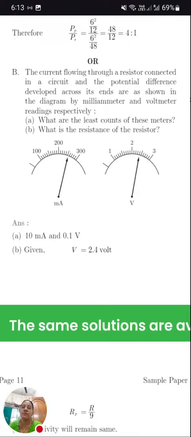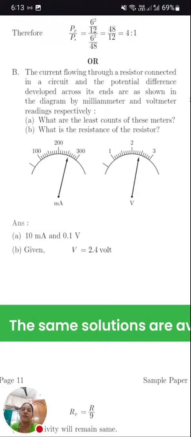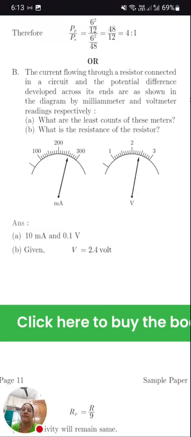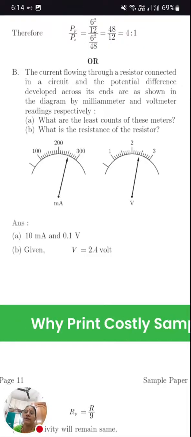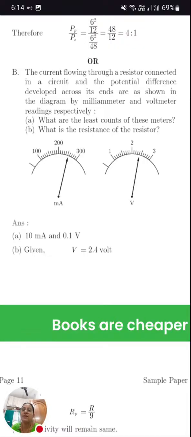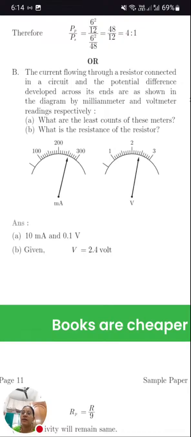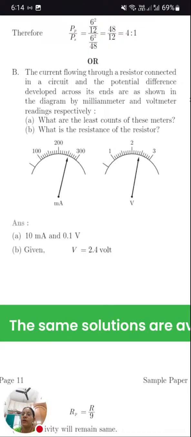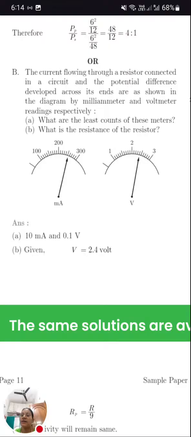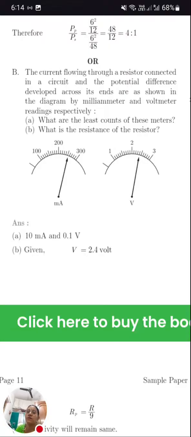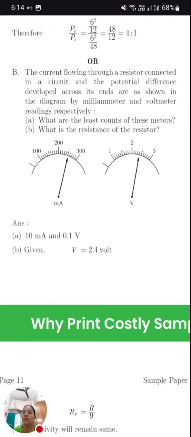Here, 10 difference is there between 100 and 200. So the least count is 10 milliampere. And in the voltmeter, 10 divided by 100, as there is a 100 difference overall. So 10 divided by 100, 0.1 volt. So how to find the least count? How many divisions are there in between the two intervals? In the milliammeter, there are 10 divisions between 100 and 200. So it's 10 milliampere. For the voltmeter, it is 10 divided by 100, 0.1 volt.